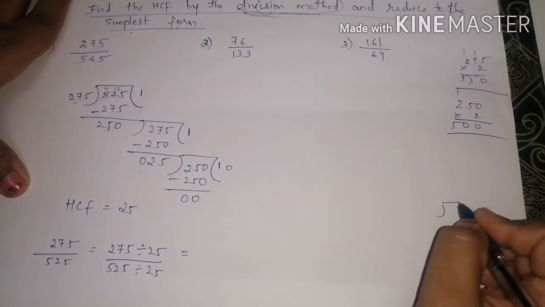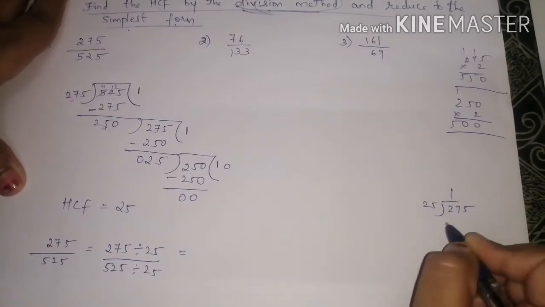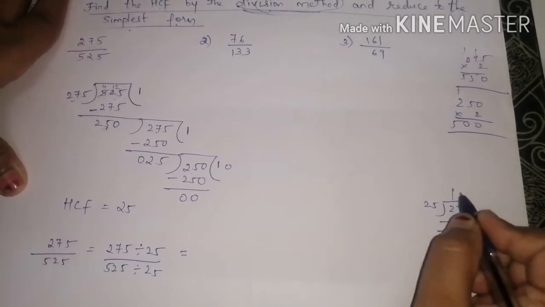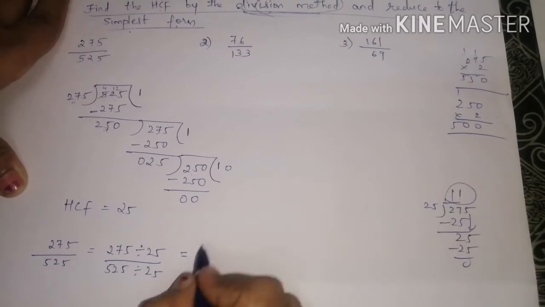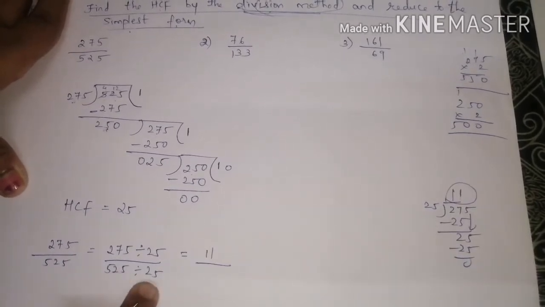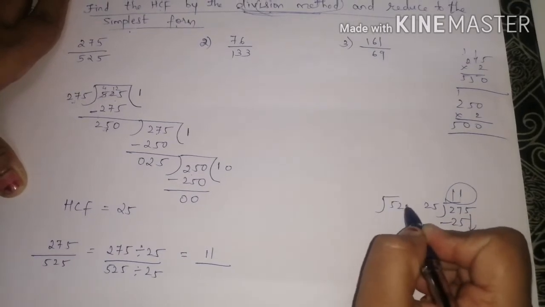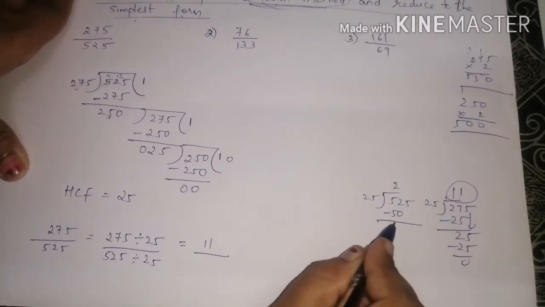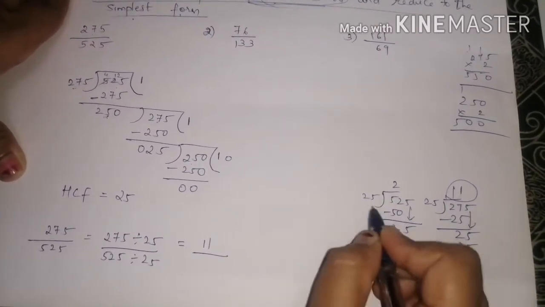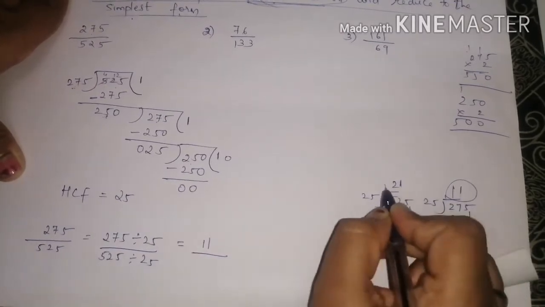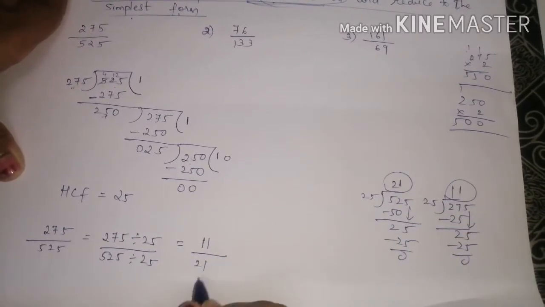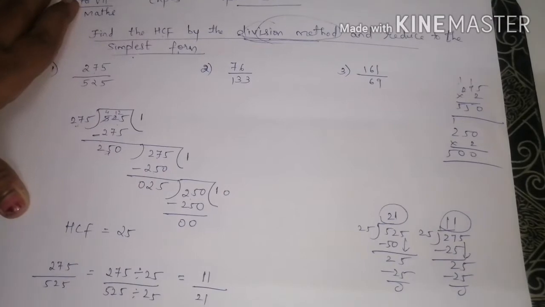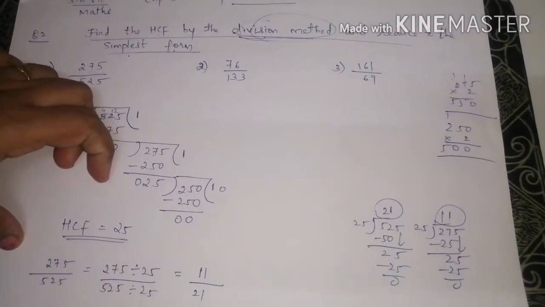If you divide 275 by 25, 25 ones are 25, 27 minus 25 is 2, take this 5 down, 25 ones are 25, you got 11. Now similarly you divide 525 by 25. The 25 table nearest to 52: 25 twos are 50, 52 minus 50 is 2, take this 5 down, 25 ones are 25, so you got 21. So 11 upon 21 is your simplest form of division. So HCF is 25 and this is your simplest form.